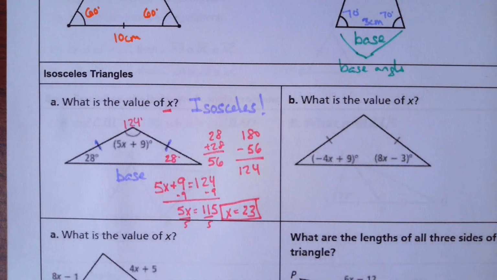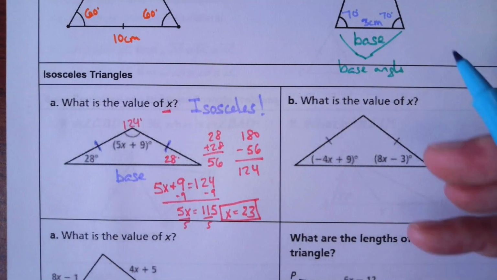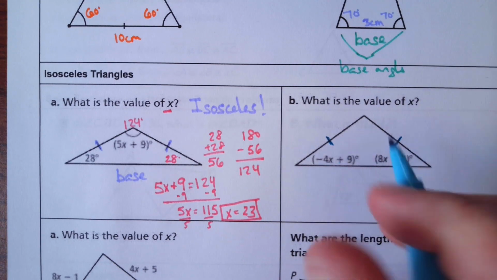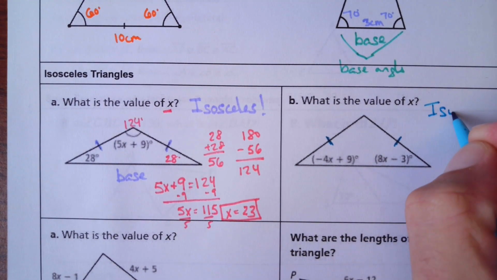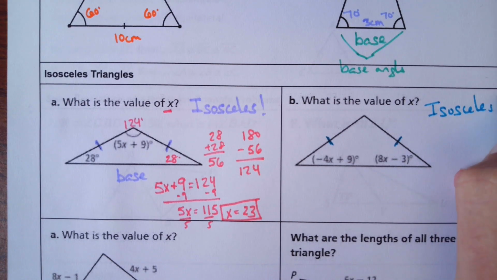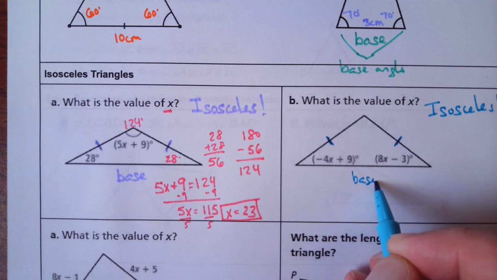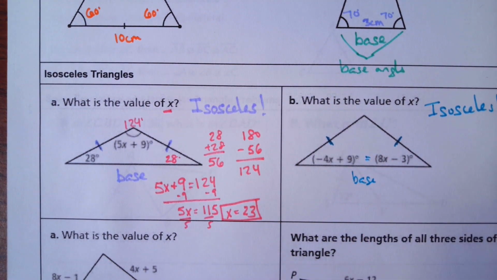All right, so now let's keep it going. Next one was the value of x. So again, I see these congruent marks, but I only have 2 of them. No third one, so that means that this is another isosceles. And that means that this is my base, so these are my base angles. So these are actually going to be equal to each other.